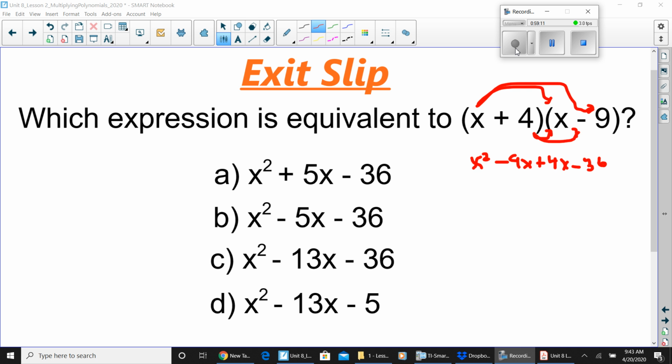X times x is x squared. X times negative 9 is negative 9x. 4 times x is 4x, and 4 times negative 9 is negative 36. So you combine the like terms in the middle, and you just bring the x squared down. Negative 9 plus 4 is negative 5x, and you just bring down the minus 36, and you are finished. And B is your answer. You should have had B as your answer.